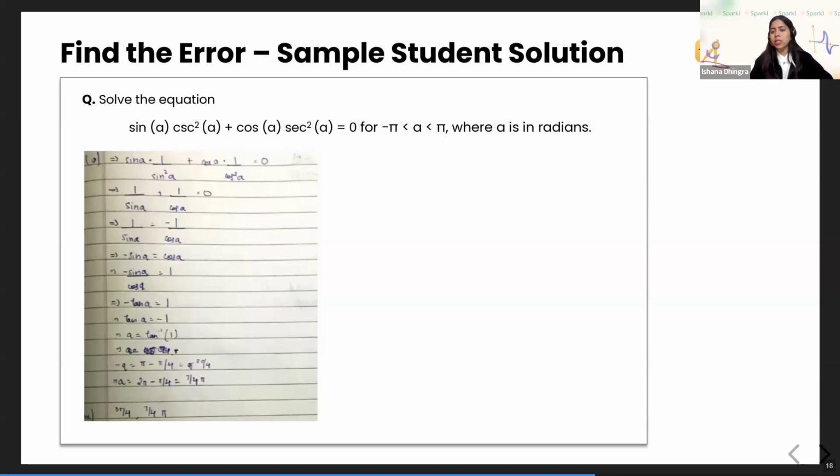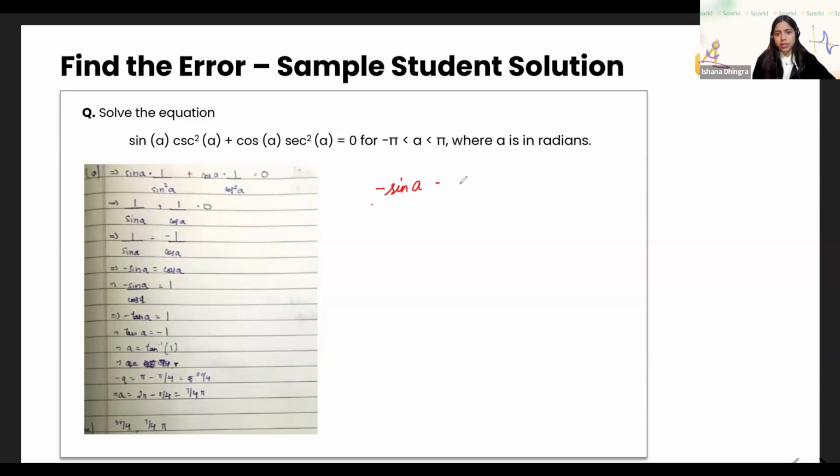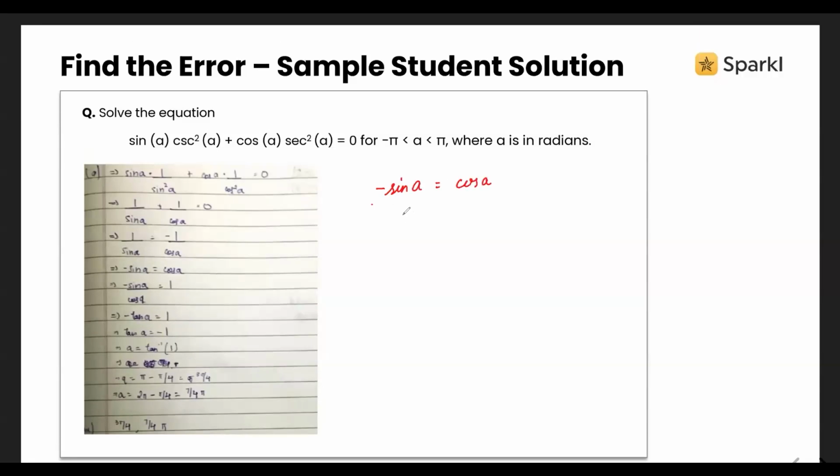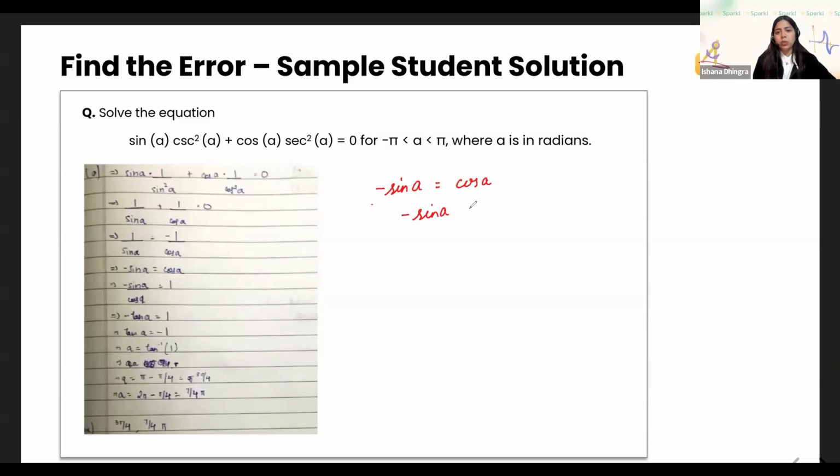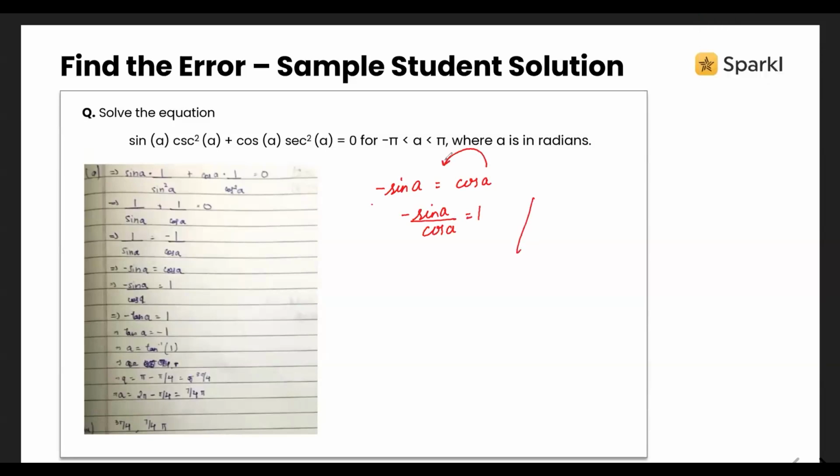Anaya, according to you, what was the error? So the first error I saw was that minus sine A by cos A should be equal to 0, because you're shifting everything to the other side. Okay. Let us see this. Minus sine A equals cos A you are getting, right? Yeah. And you are saying minus sine A by cos A equals 0. Minus sine A by cos A will be equal to 1 only, Anaya.